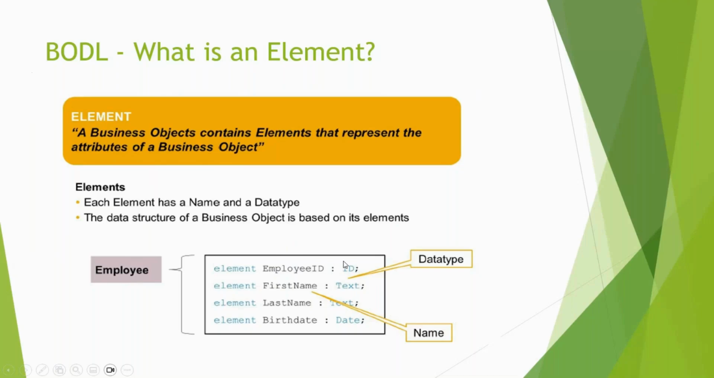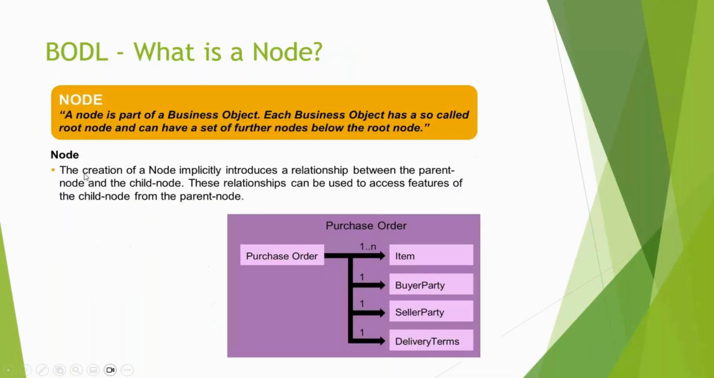And what is a node? A node is a part of a business object which will have repetitive things. Let's say in a purchase order, we have the item, buyer party and seller party, right? So this item can be repetitive.